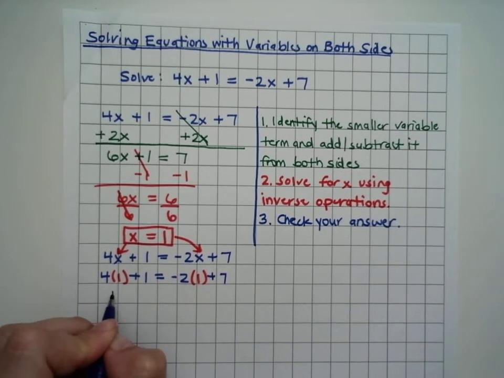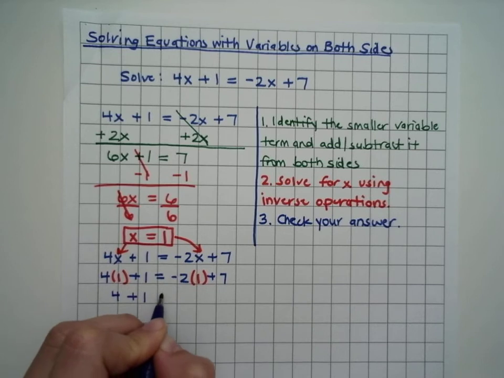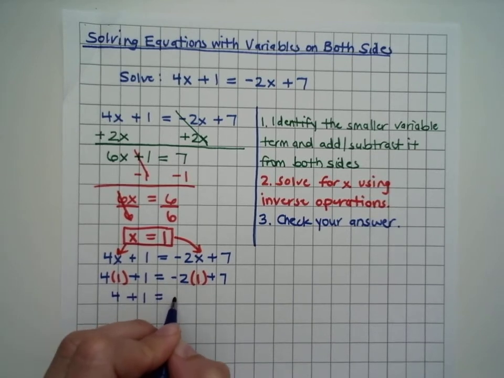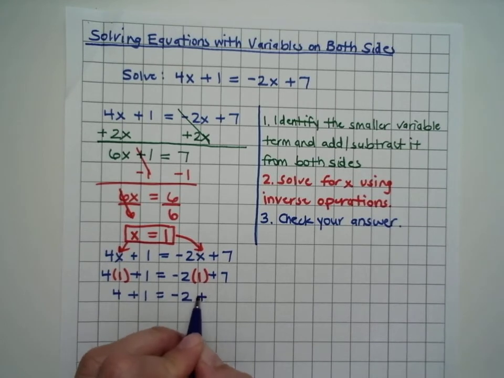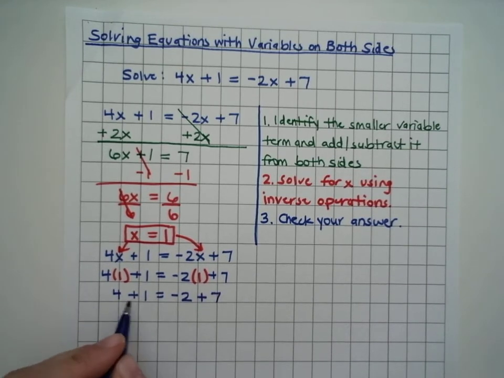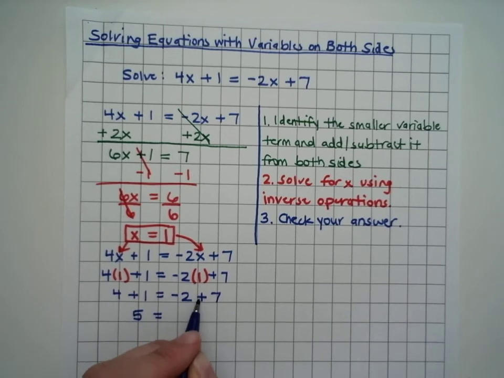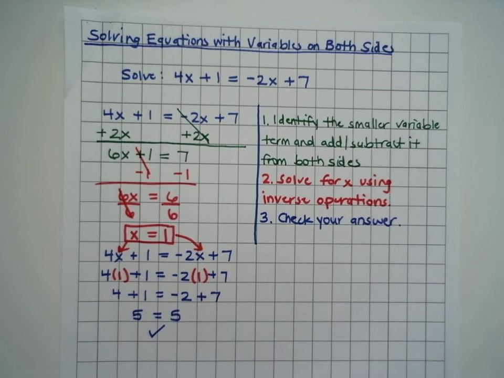So 4 times 1 is 4, plus 1, does that equal negative 2 times 1, which is negative 2, plus 7? Let's simplify each side. 4 plus 1 is 5. And negative 2 plus 7 is also 5, which is exactly what we want.